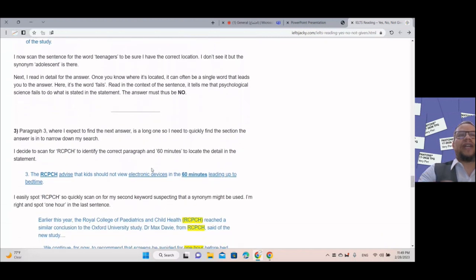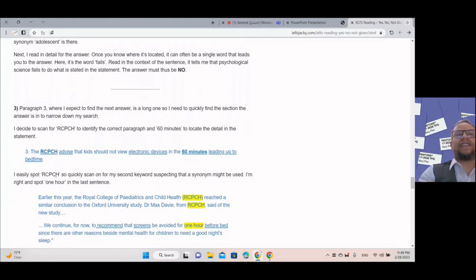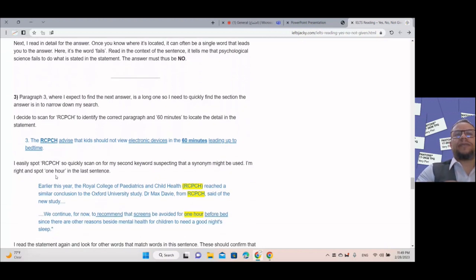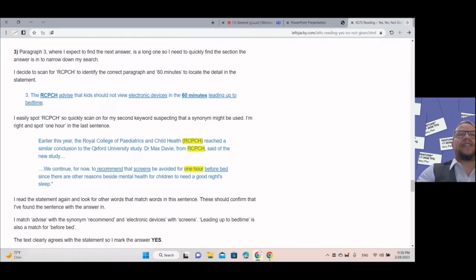But number three, what about number three? I have here question number three, the RCPCH advice. So I have RCPCH advice. So you will find that one, okay, here. And also I have a keyword, advice as a verb, that kids should not view electronic devices as a keyword in the 60 minutes leading up to bedtime. So the keywords here should be in the same paragraph here. So I easily spot that one because it's easy to get.